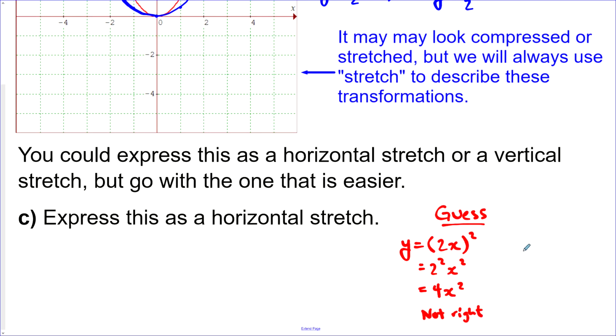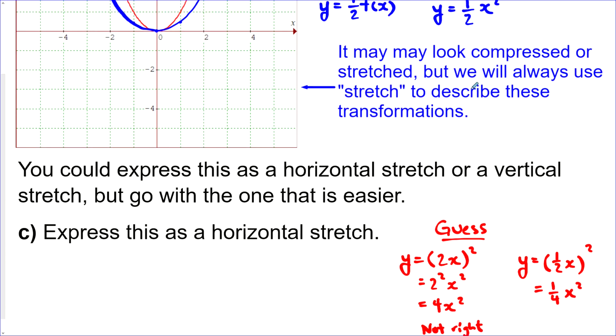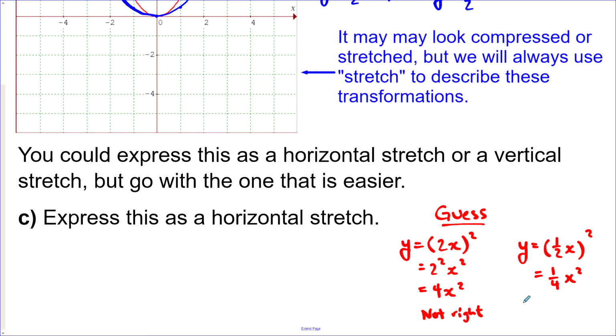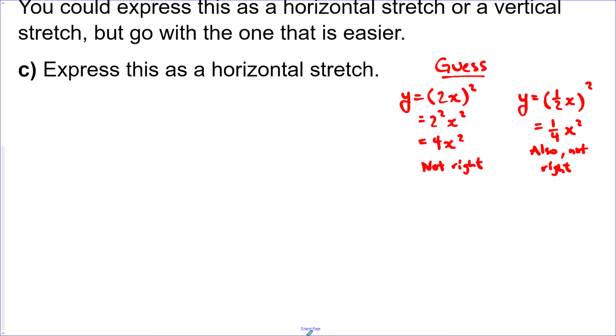The other thing that we could easily guess is y equals, well, if this one's a vertical stretch of 1/2, maybe it was supposed to be 1/2 inside here. But again, that doesn't work because when we square this, it comes out to be 1/4. And that's still not what we want. We wanted 1/2 x squared. So we need to do some algebra. Let's just mark this also not right. Let's do some algebra and actually find out what is the horizontal stretch.